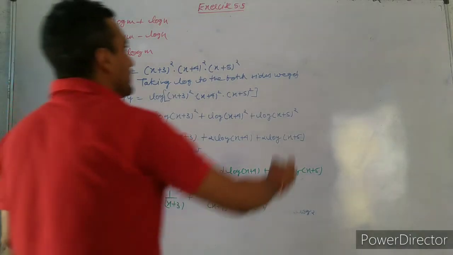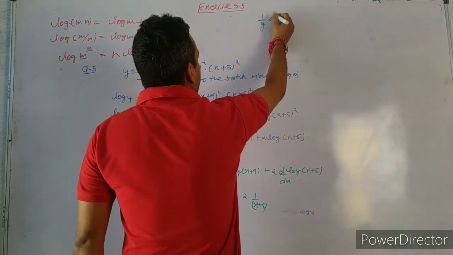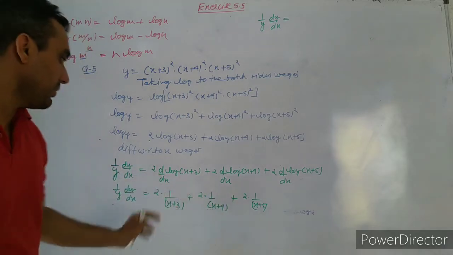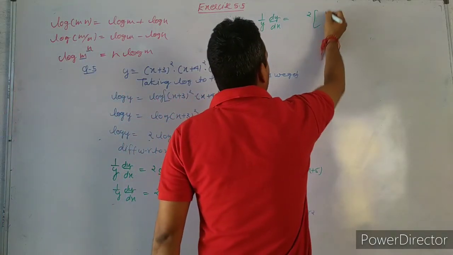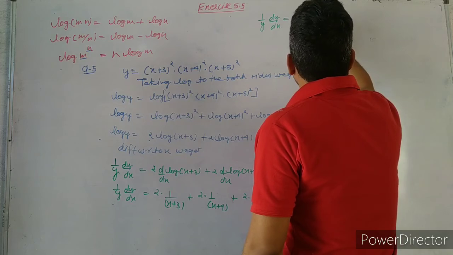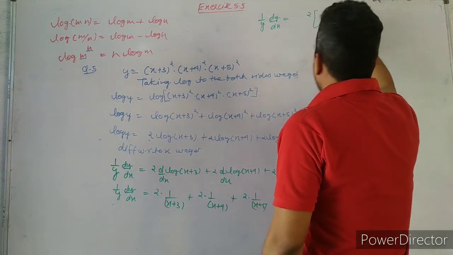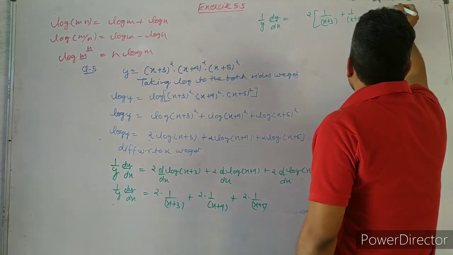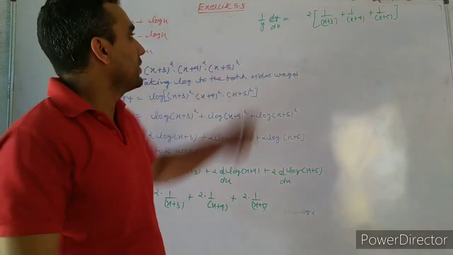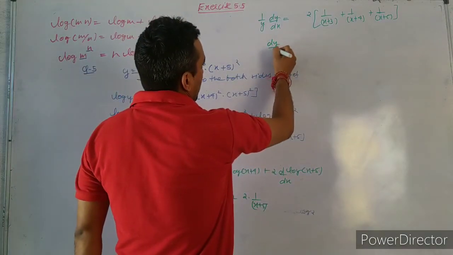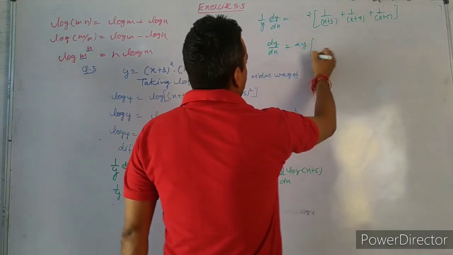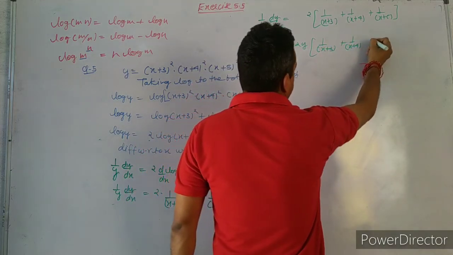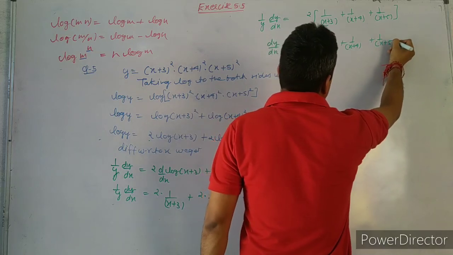So after differentiation, I will get 1 upon y dy upon dx is equal to, taking 2 common here, 2 times 1 upon x plus 3 plus 1 upon x plus 4 plus 1 upon x plus 5. Now this y will go to the other side and dy upon dx is equal to 2y times 1 upon x plus 3, 1 upon x plus 4, 1 upon x plus 5.